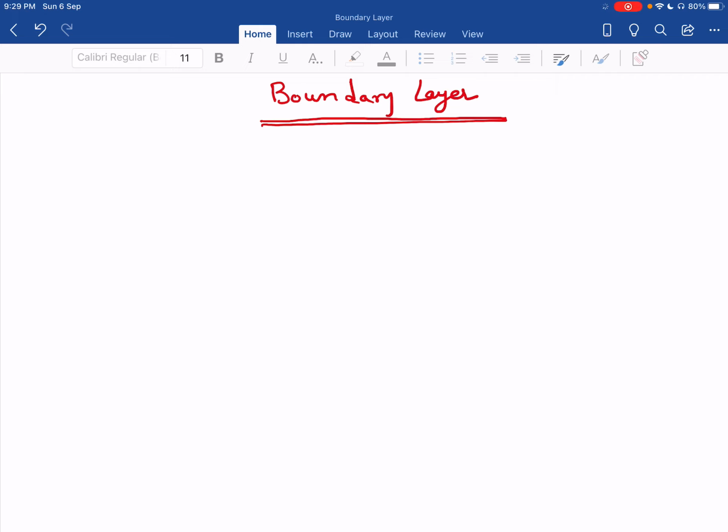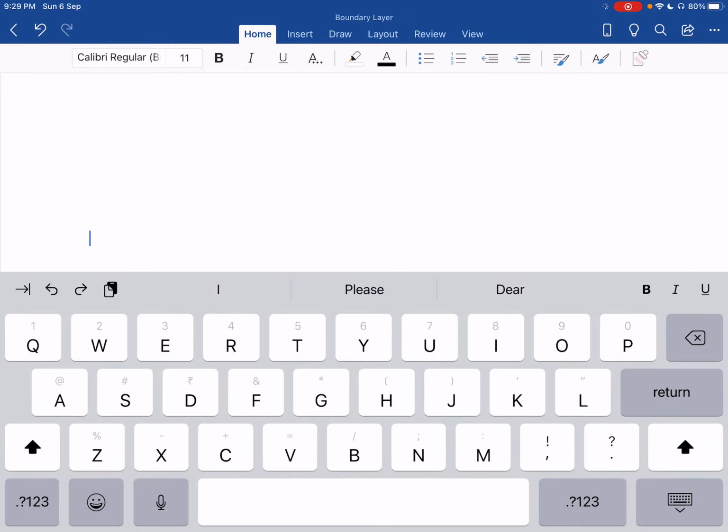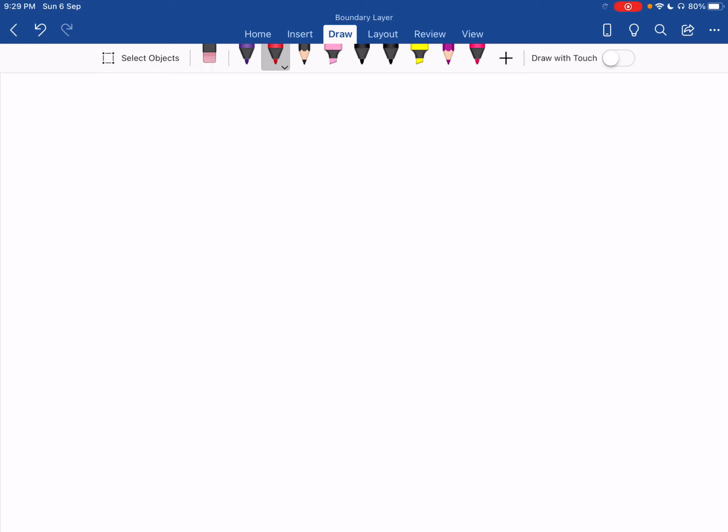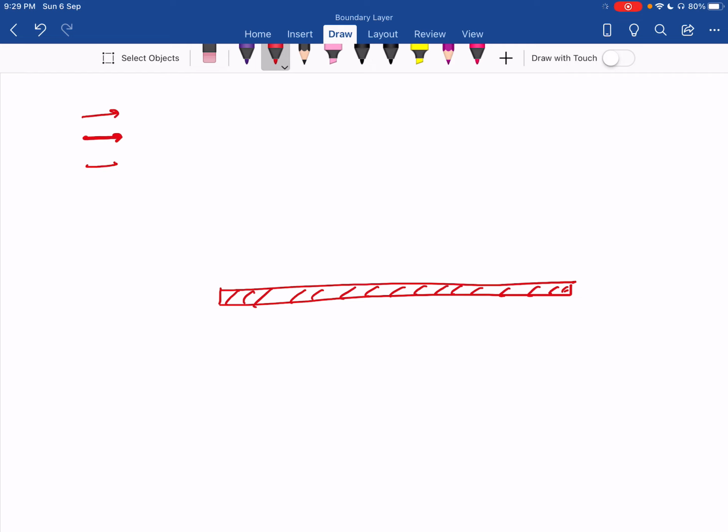So students, there is one more topic in the second paragraph of your syllabus, and that is regarding the boundary layer. To understand the concept of boundary layer, I consider one plate. This is one plate. Now this is a stationary plate and the liquid is flowing. Say water is flowing above this plate with uniform velocity capital U.